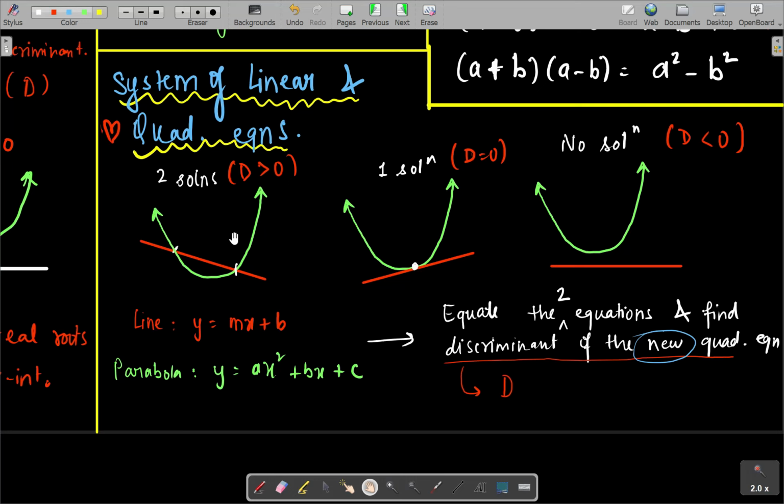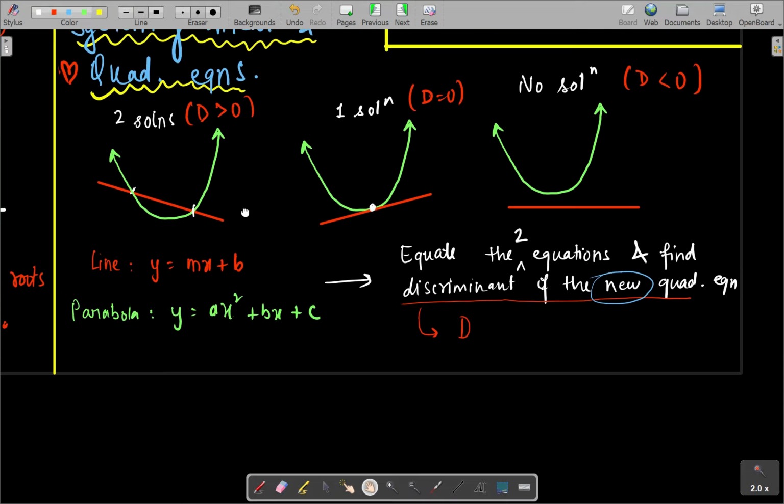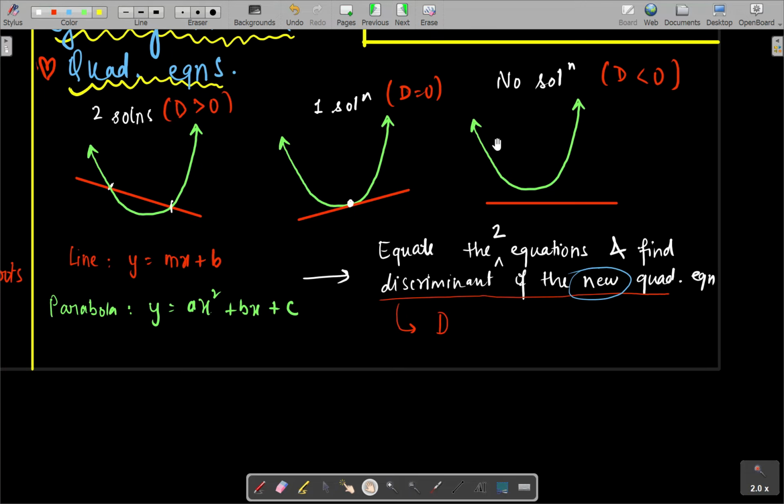If the line and the parabola intersect at 2 points, then the system will have two solutions. If the line touches the parabola, then the system will have one solution. If the line does not touch the parabola, then the system will have no solution. So you know the graphical meaning. Now, how do you find this out manually? What you have to do is equate these two equations.